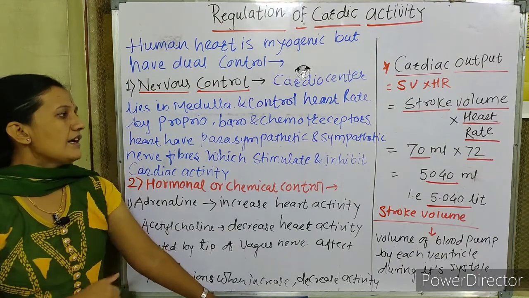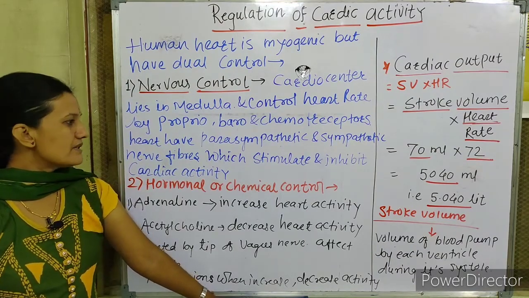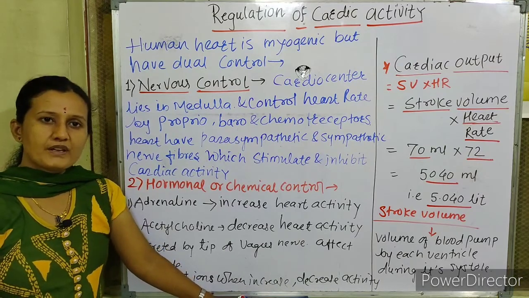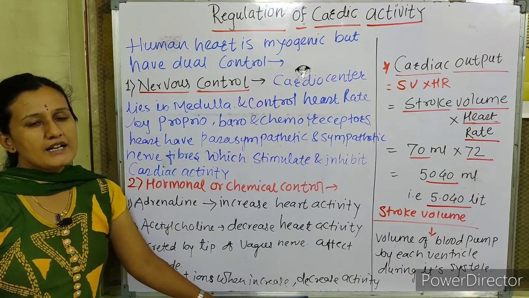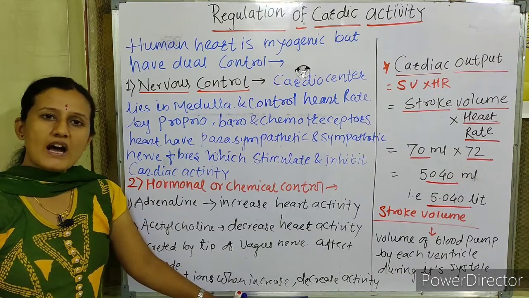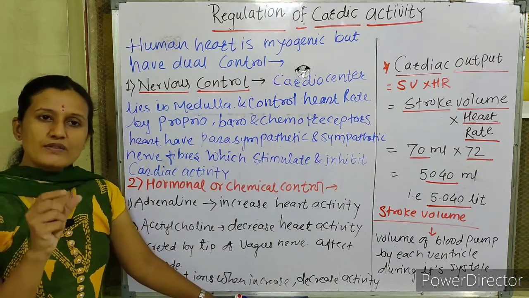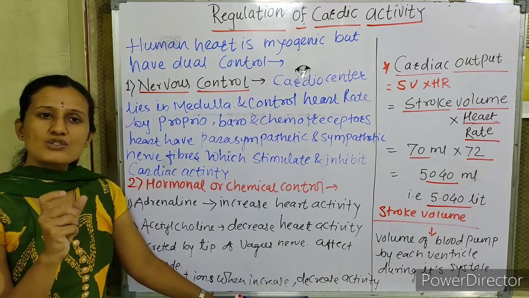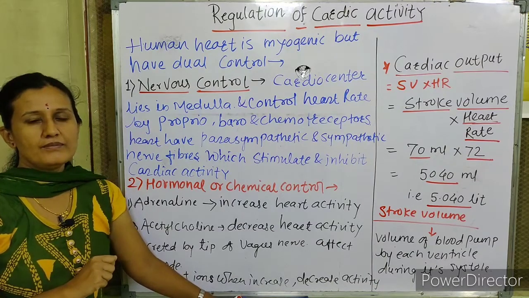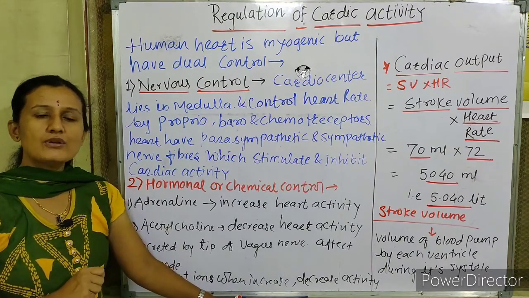Then the heart has sympathetic and parasympathetic nerve fibers. You know that the SA node of the heart is a mass of cardiac muscle. मसल्स बंडल आहे ते कुठलं, सायनो-ऑरिक्युलर नोड.